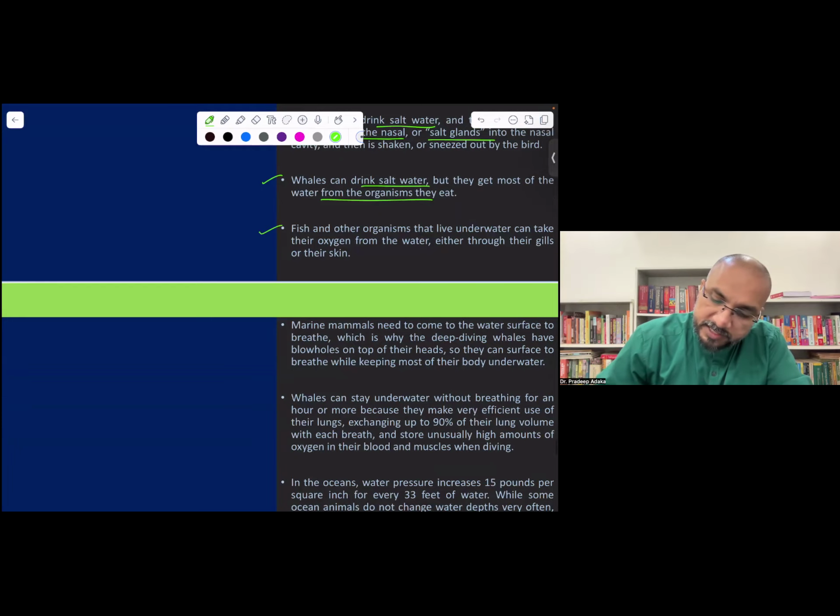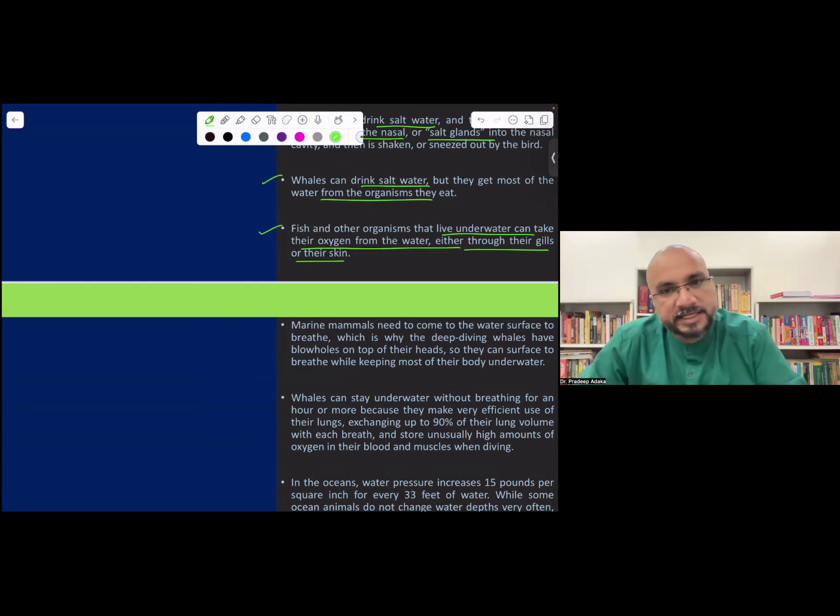So fish and other organisms, they live underwater. They can take oxygen from the water either through gills or through their skin. So gills have very thin blood capillaries. So oxygen can easily diffuse through these blood capillaries. So oxygen intake will be happening in the gills.